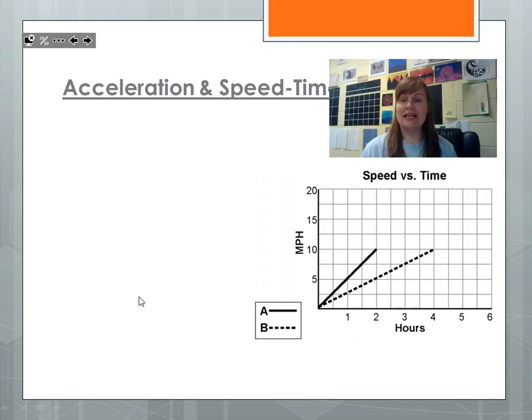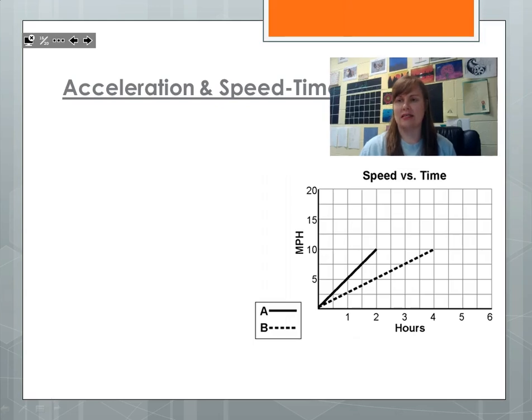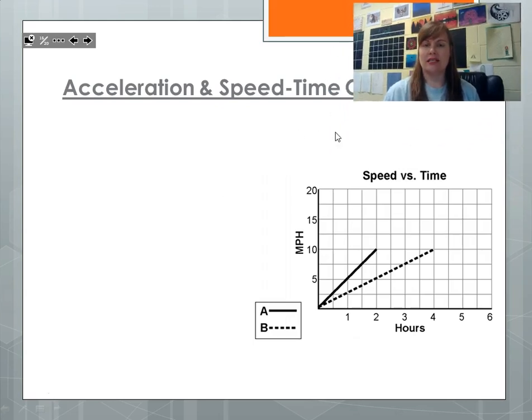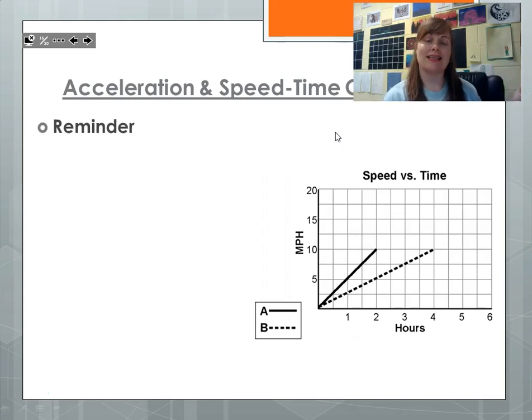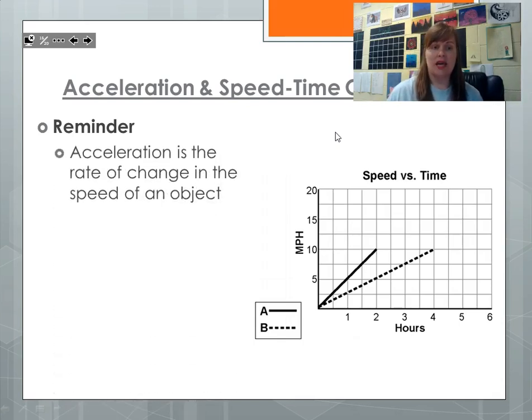Okay, so we're looking at acceleration and time and speed graphs. I feel like that is over my face, or you can't see what it says. Okay, so acceleration and speed time graph. We need to go back into our memory box and remember about acceleration and what variables we have to use to find acceleration. And if you remember, acceleration is the rate of change in the speed of an object. If you don't remember that, that's okay. That's what we're going to go over right now real quick.